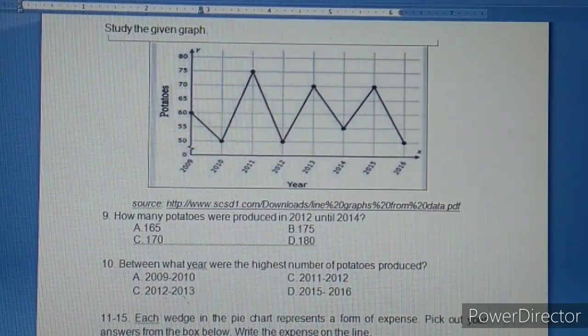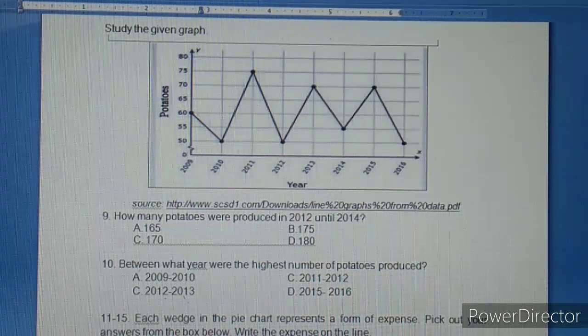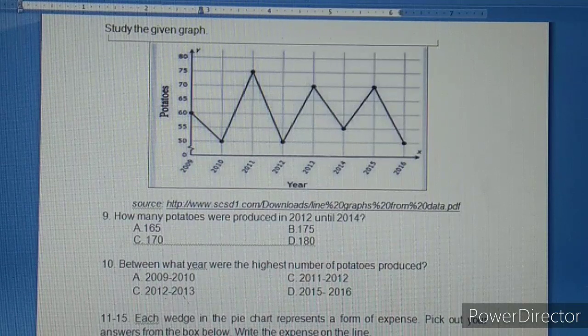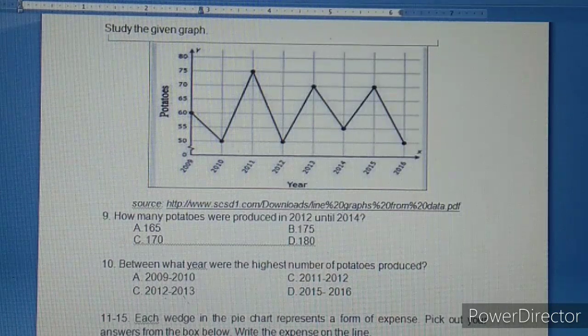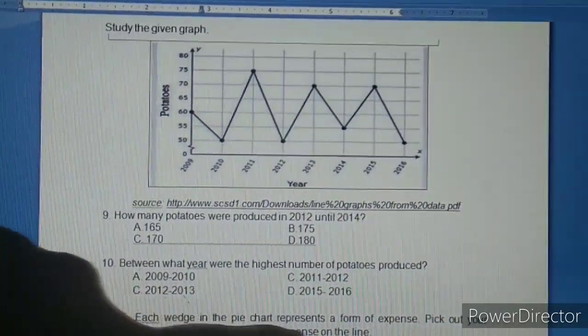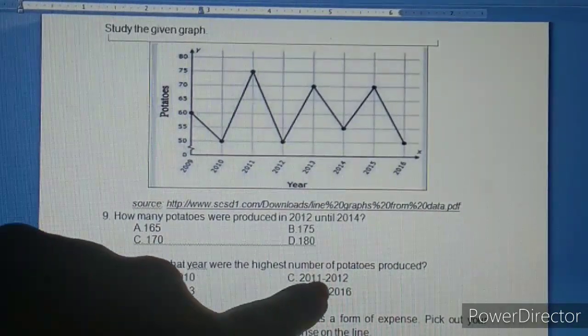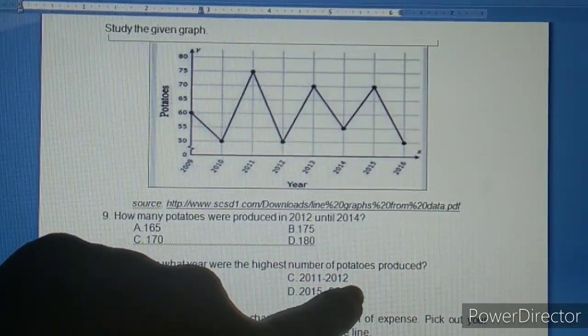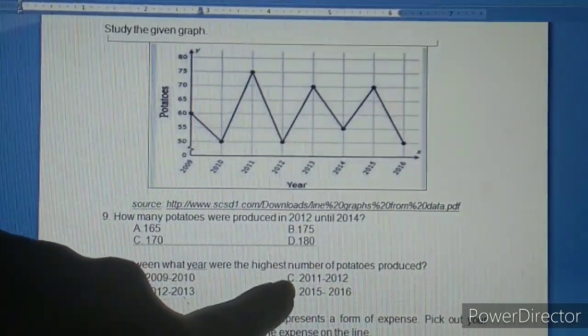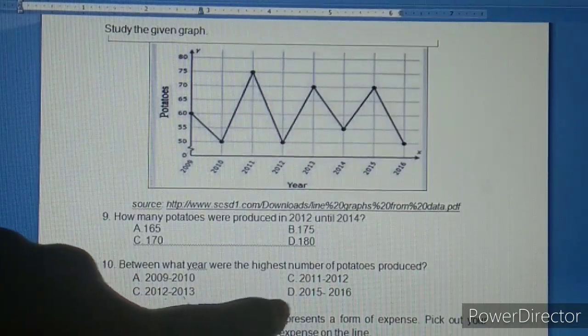Number 10. Between what years were the highest number of potatoes produced? A. 2009 to 2010. B. 2011 to 2012. C. 2012 to 2013. Or D. 2015 to 2016. So the correct answer is letter C. Although there are two letter C here, the correct answer is this one. 2011 and then 2012. Still it is C. So again, the correct answer for number 10 is letter C.